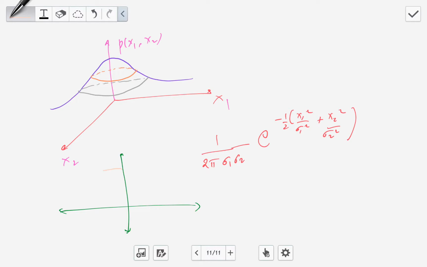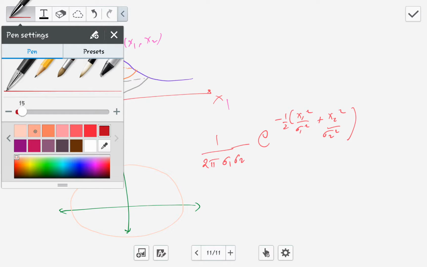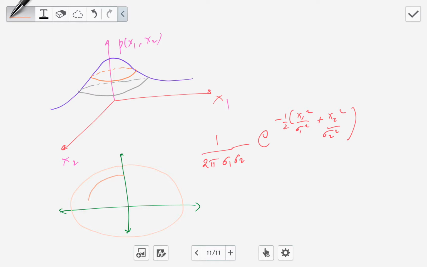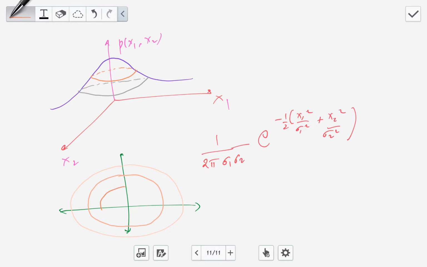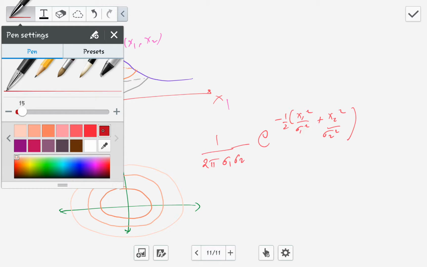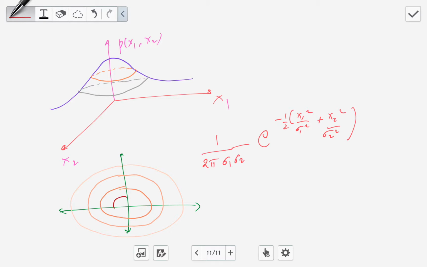light colors give you a feel of lower height. If the color is light, the height is lower. If the color is darker, then the height is larger. Fine. Now, this is how the probability density is.